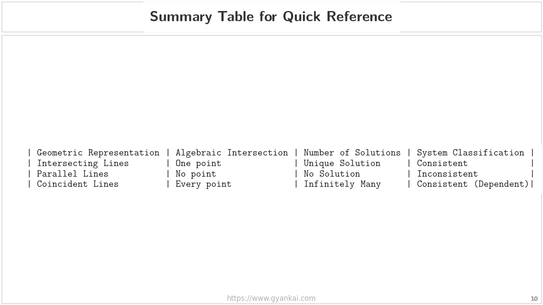Finally, let's look at the third row, which covers coincident lines. In this case, the lines overlap completely, so every single point on the line is an intersection. This results in infinitely many solutions. Since we do have solutions, this system is still considered consistent, but we specifically call it a dependent pair because one equation depends on the other.